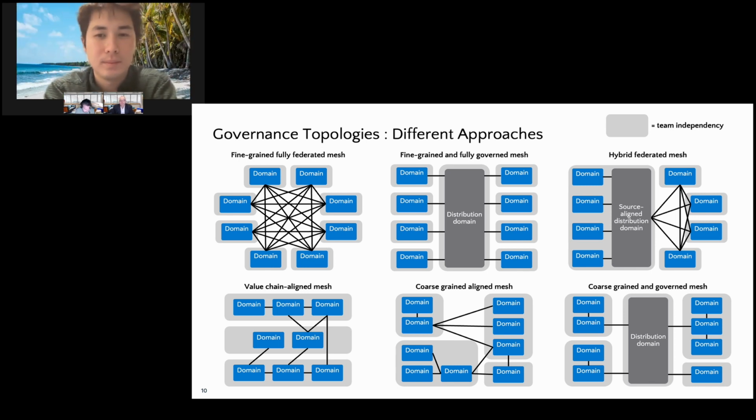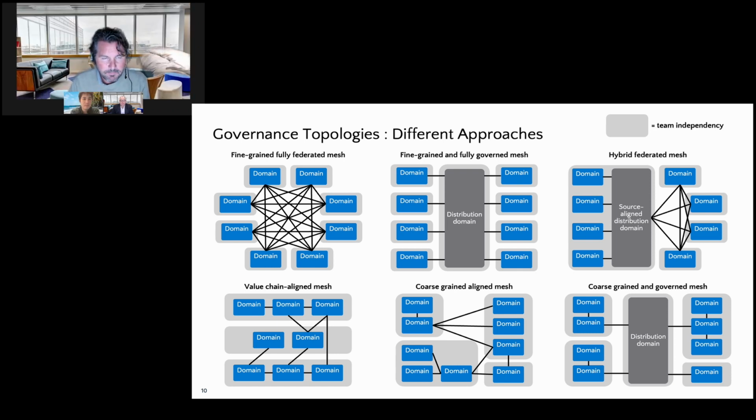So I think Zhamak Dehghani very much advocates for fine-grained alignment. So domains take ownership of their own data and model the data in a way it becomes a data product. And then that data is shared directly peer-to-peer to other domains without that central team sitting in between. And if you study the methodology precisely, what she refers to is what I call fine-grained, fully federated alignment, or that fine-grained, fully federated mesh.